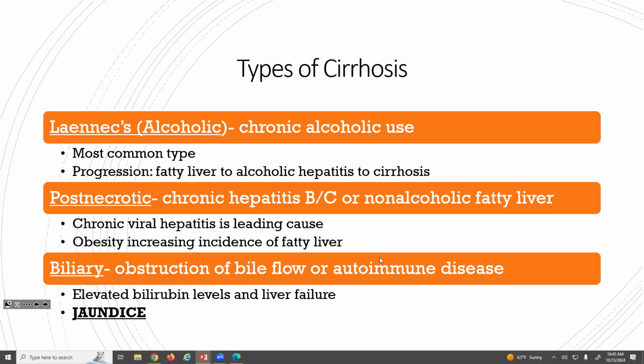Biliary: if our bile flow is obstructed, or if we have an autoimmune disease, this could lead to cirrhosis with elevated bilirubin levels, liver failure, and jaundice. And jaundice is caused by what? Increased bilirubin in your system. Right, so we can't excrete it, so we have that buildup of bilirubin.